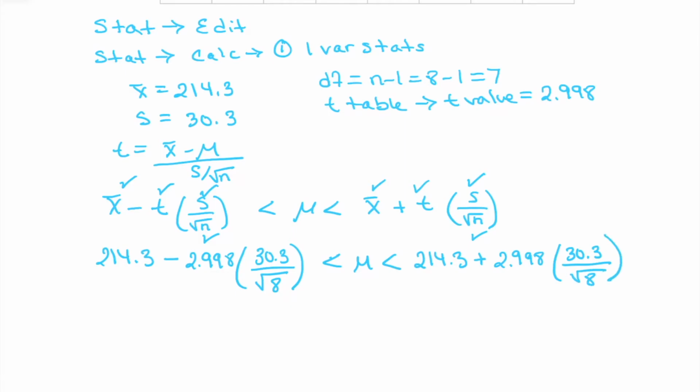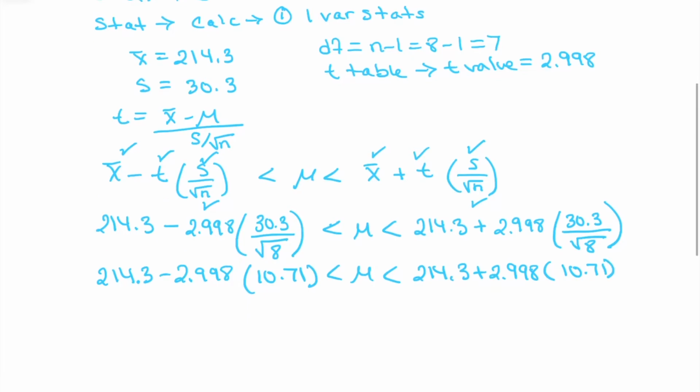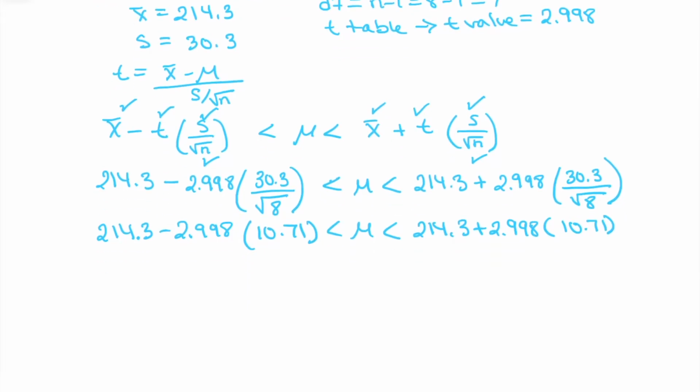Let's work on the left-hand side first. 30.3 divided by the square root of 8 comes to 10.71. On the right-hand side, the figures are going to be the same. The only thing that's different is that we're adding. So 214.3 plus 2.998 times 10.71. Then we'll multiply the 10.71 by 2.998, and we end up with 32.12.